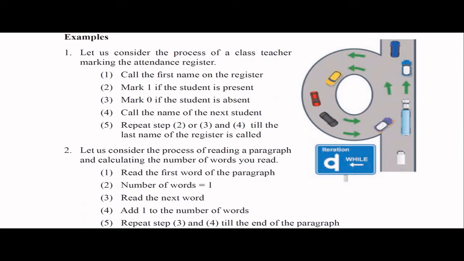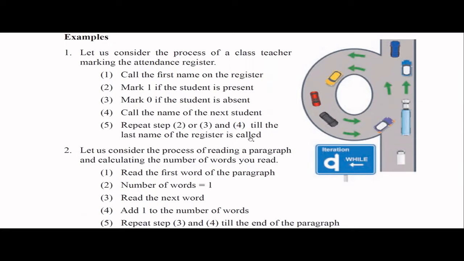Next name, do the same thing. Read the next name. If present 1, if absent 0. Read the next name. If present 1 or 0. Like that, the teacher will repeat this process until she or he gets the last name of the register. So until the last name, this process should be repeated. Do you understand the condition when we have to stop? When the teacher reaches the last name, then only this process stops.